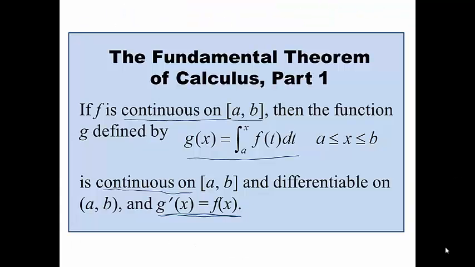So we now have established that if f was continuous from a to b, and if we also know that g of x equals this integral, then g is continuous on the closed interval from a to b, and it's differentiable, and its derivative equals f of x.